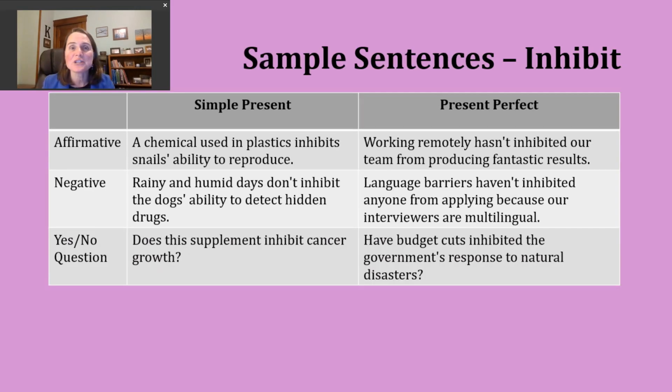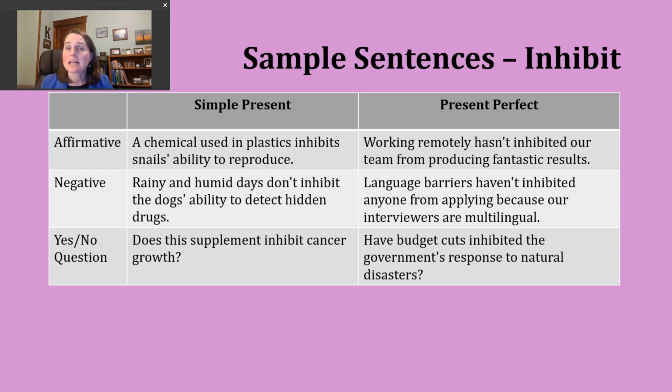Now let's continue to use our verb of the day inhibit, and we'll review a couple verb tenses now. Today, we're going to review the simple present and the present perfect. Let's start with the simple present. We use this verb tense to talk about habits and routines. We also use it to discuss facts.